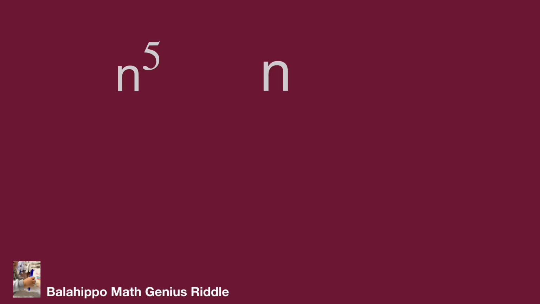N is a positive integer. The last digit of n to the power 5 is n, if it is true, then it means n to the power 5 minus n has last digit 0. What we need to do is prove that n to the power 5 minus n has the factor 10.